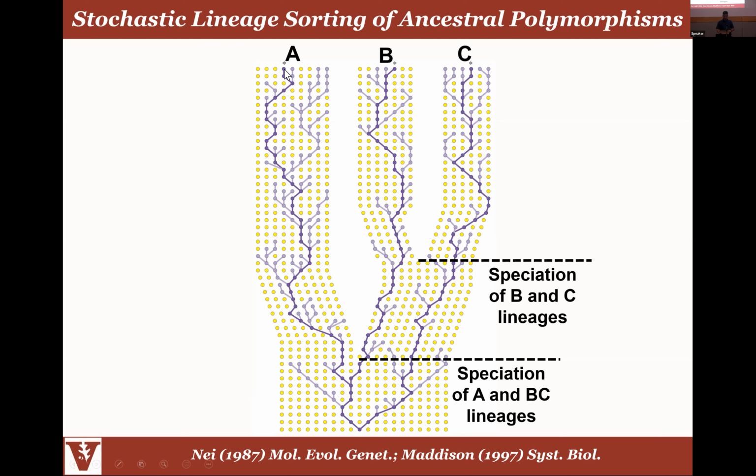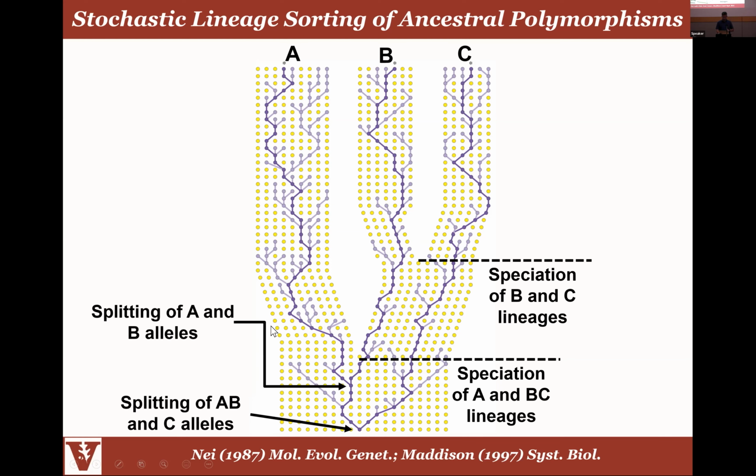But if you track the histories of these three alleles that we've sampled from the population, the way I've drawn it, what you note is that the splitting of the alleles is different. The history of the alleles is different than the history of the species. Here, the C allele split from AB before, in a different manner. So here we have speciation of A from B and C, here we have speciation of C from A and B, and then later on, we have another splitting of the A and B alleles.